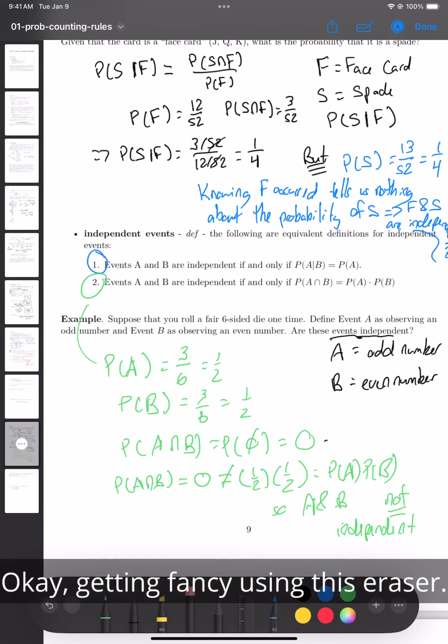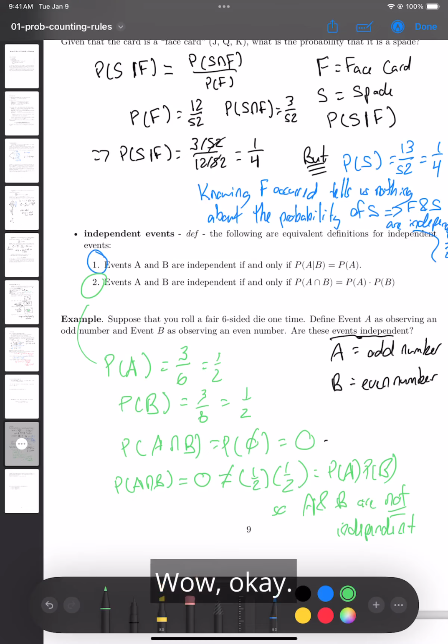Okay, getting fancy using this eraser. Wow, okay.